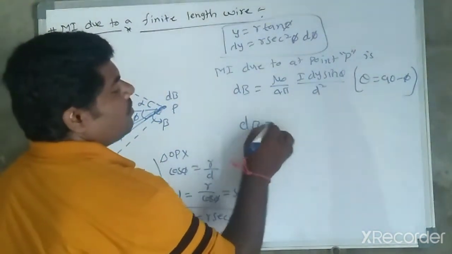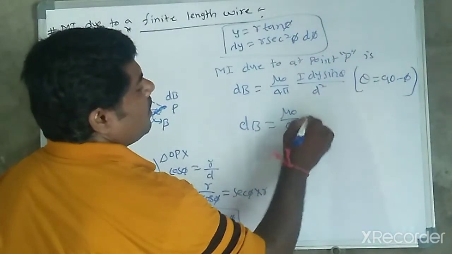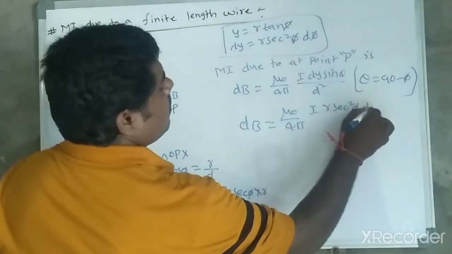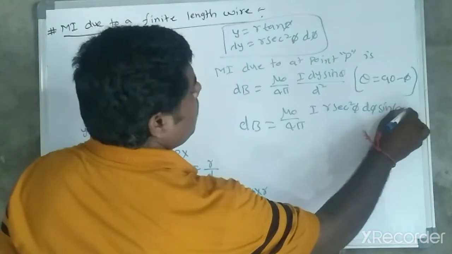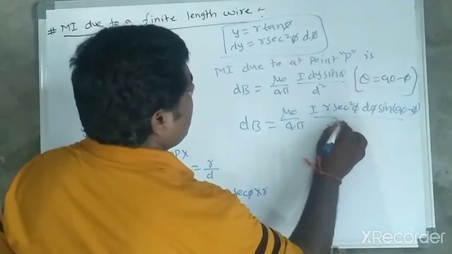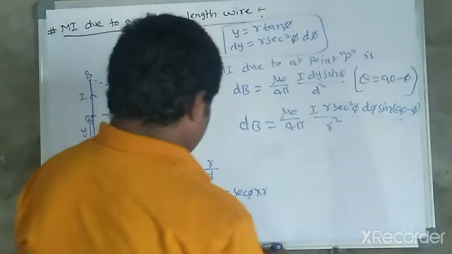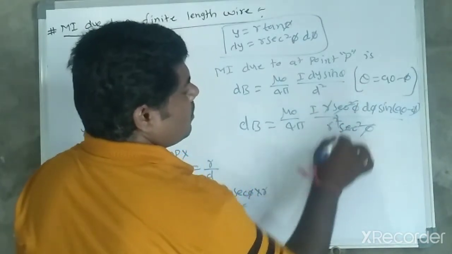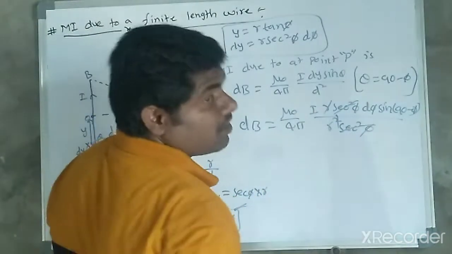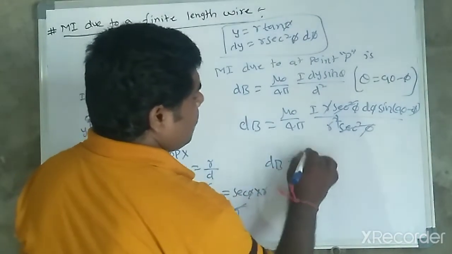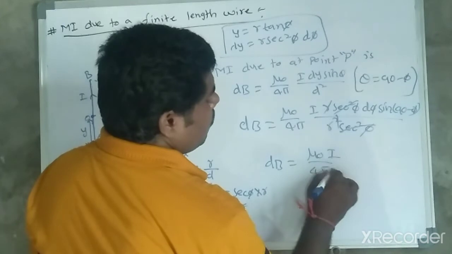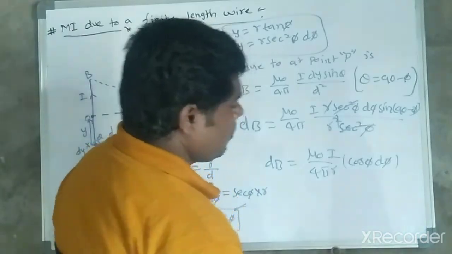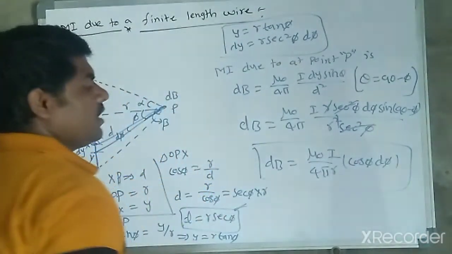So dB is equal to mu naught by 4 pi into I into dy, which is r secant square phi d phi, sin of 90 minus phi, whole divided by r square, here d is nothing but r square. The r cancels. Cos of 90 minus phi is nothing but cos phi. So dB is equal to mu naught I divided by 4 pi r into cos phi d phi. This is a small elemental current.